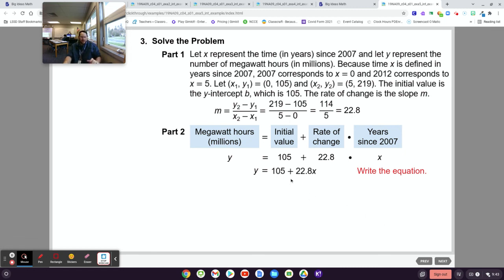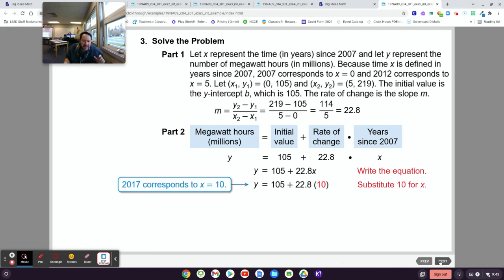So for some reason, they wrote the equation backwards of what we've been doing the entire rest of the video, but that's okay. You can rewrite it as 22.8x plus 105, or you can leave it that way with the x second. It's really not wrong. And then you can use that equation to solve all sorts of problems. That'll be kind of what we're moving into next.